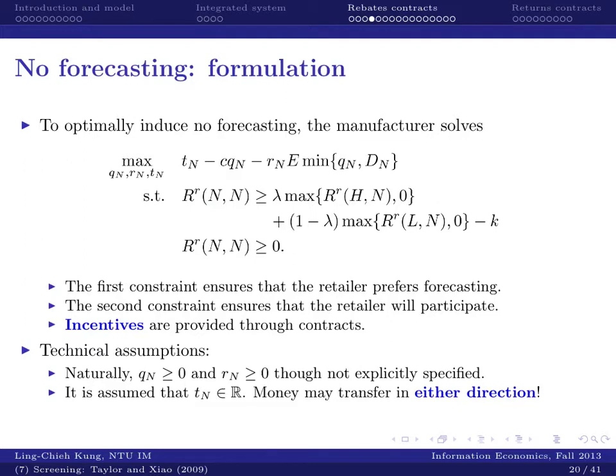Here, this is just to communicate about some technical assumptions. Typically and naturally, quantity and the rebate can only be non-negative, and we typically assume that the transfer can be either positive or negative. This is exactly why it is called a transfer, because the money may transfer in either direction, from the manufacturer to the retailer or from the retailer to the manufacturer. We didn't write them down, but you know they are there. And T, without special specifications, can always be positive or negative.